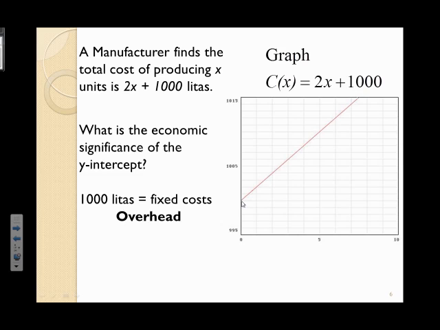So that means even if they don't produce anything, when x is 0, they still have a cost of 1,000 liters. So when they're going to sell this, they have to include enough to cover the cost of the material itself plus these overhead costs.